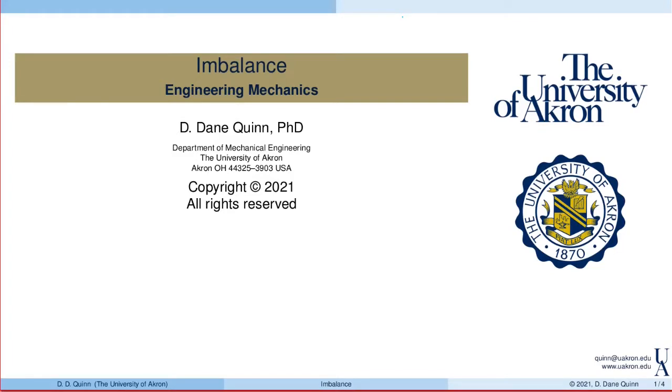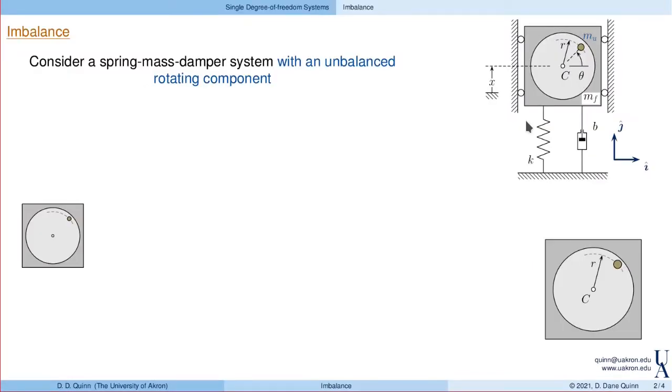For today's video lecture, I would like to talk about imbalance. In particular, I'd like to discuss the vibrations that can arise when you have an unbalanced rotating component in a mechanical system. This is the typical system that we like to discuss. Here we have a frame and a rotating disc, and that rotating disc has a small mass imbalance. Then that frame is supported by a spring of stiffness K and damping coefficient B, and it is constrained to move in the vertical direction.